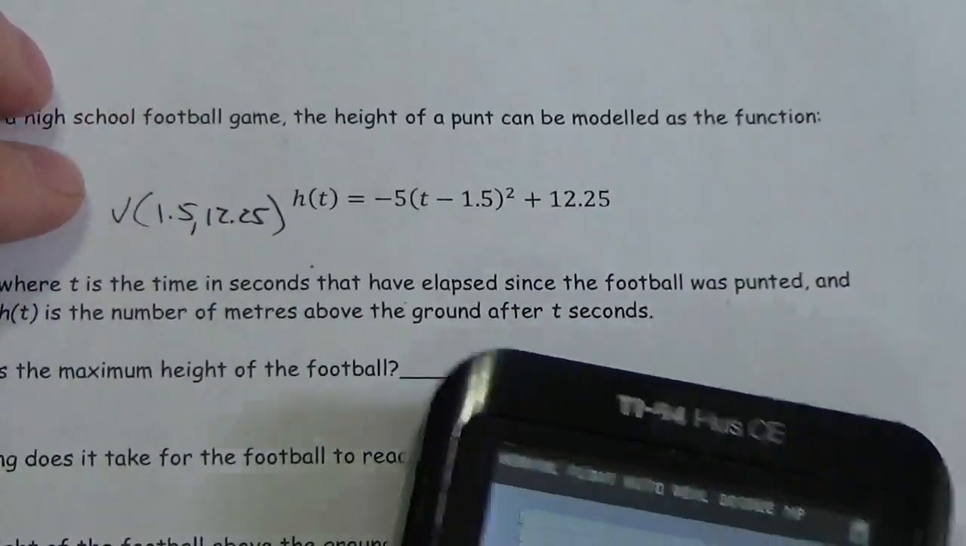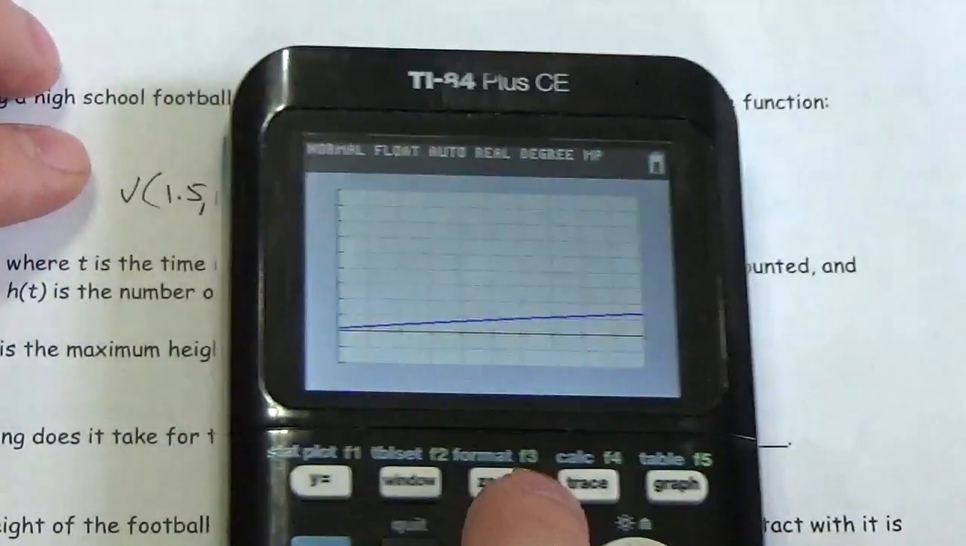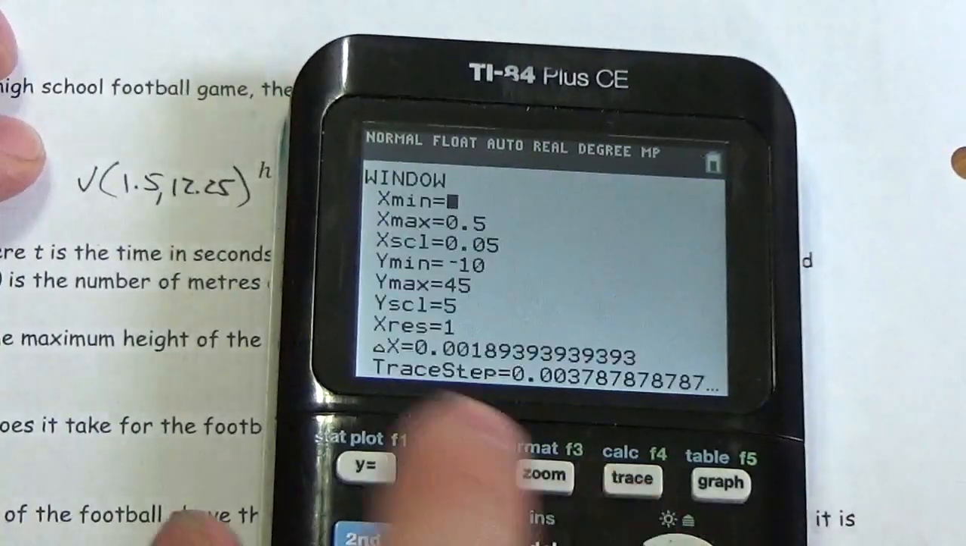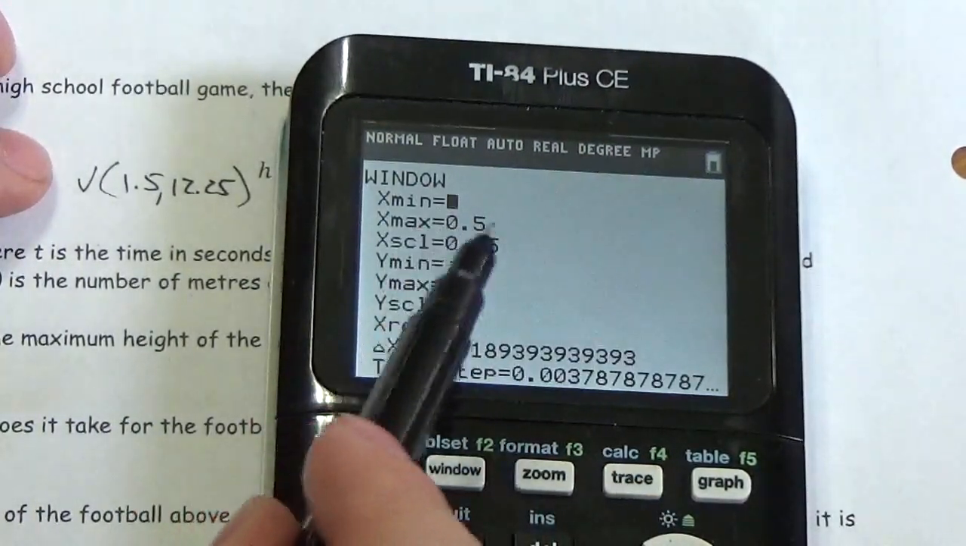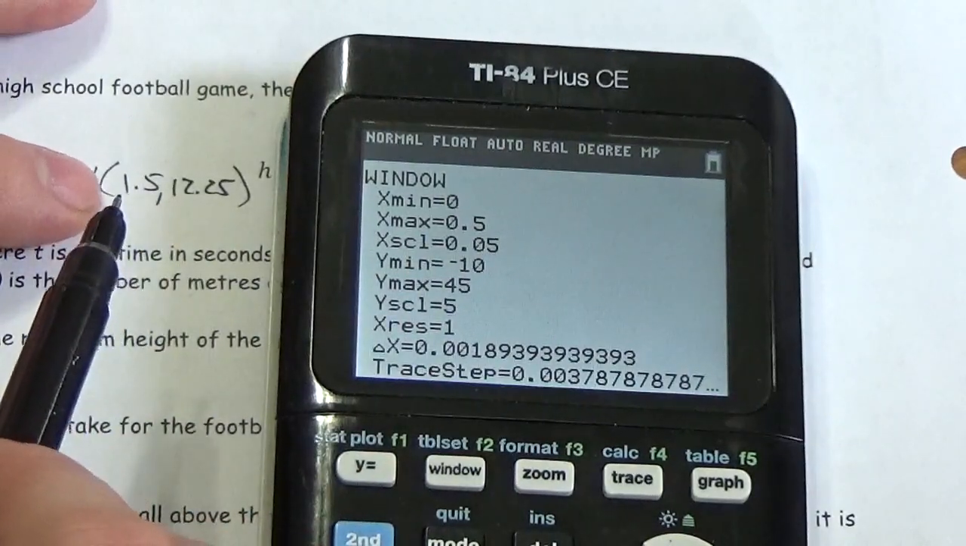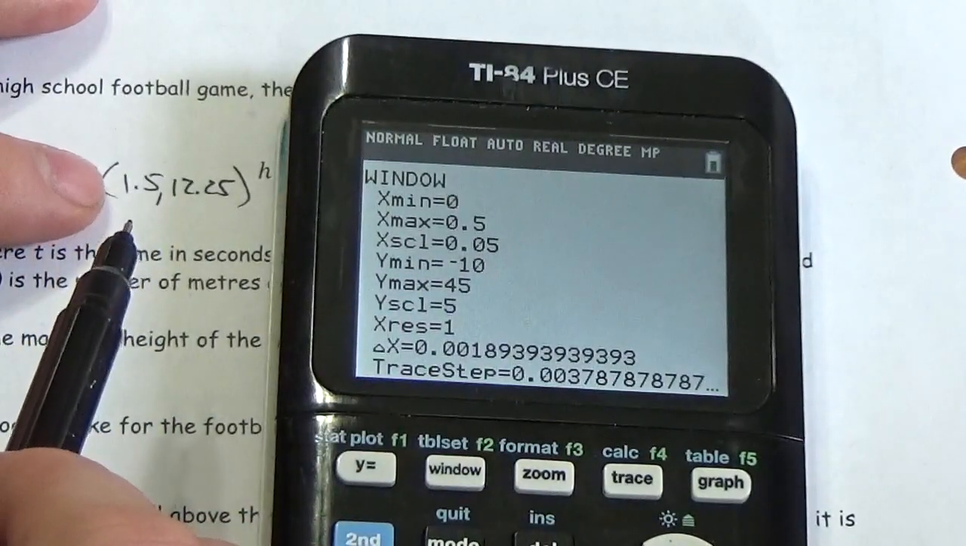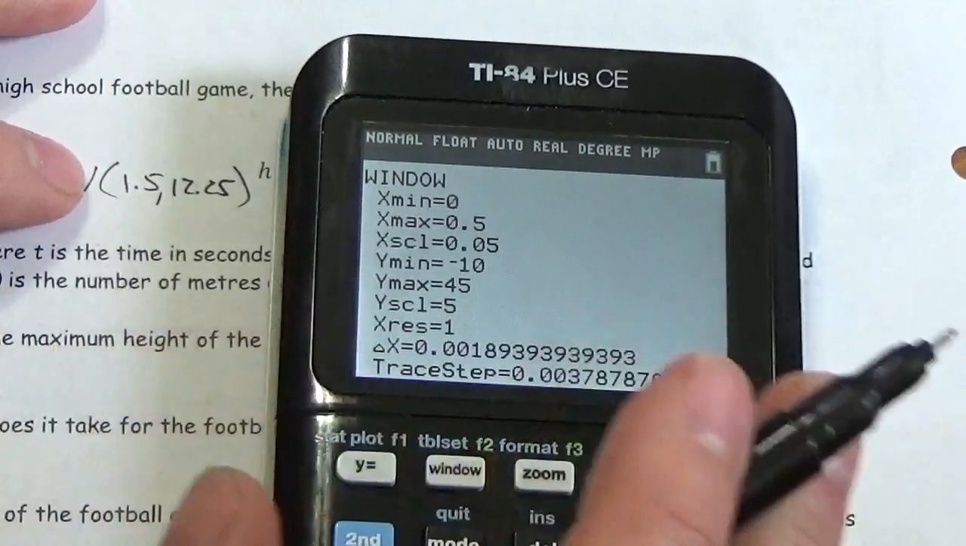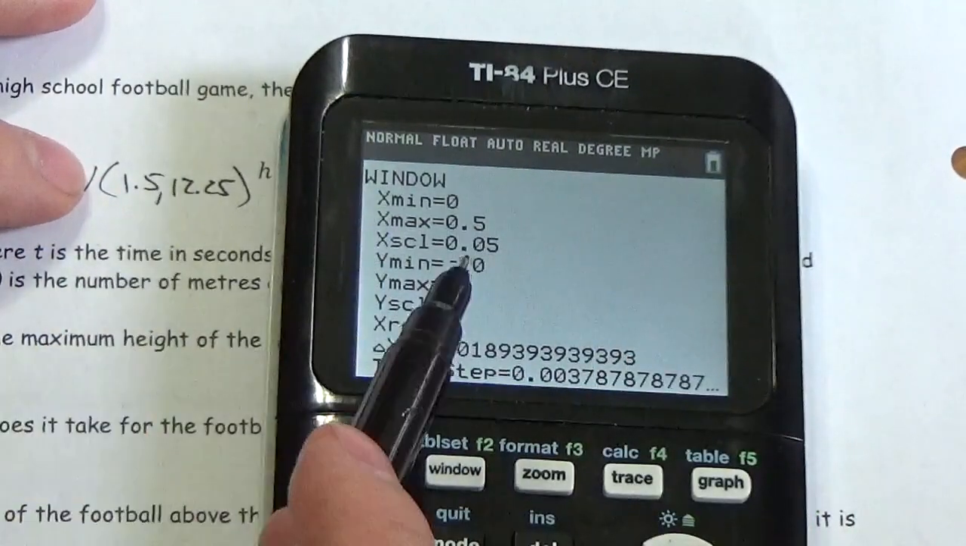I want to be able to see my vertex here, and right now my window settings don't allow for that at all, particularly because my maximum value there is 0.5. Okay, so 1.5, that's going to be the x-coordinate of the vertex.